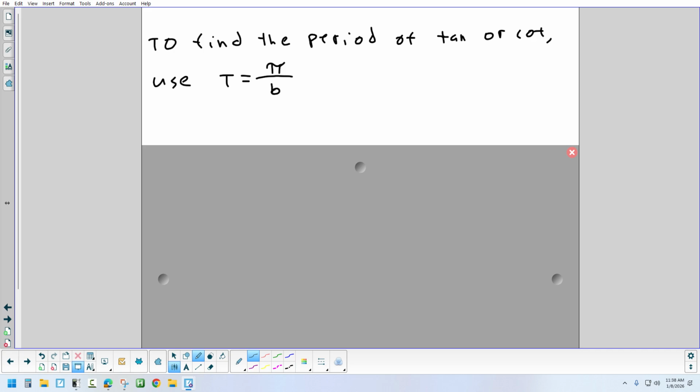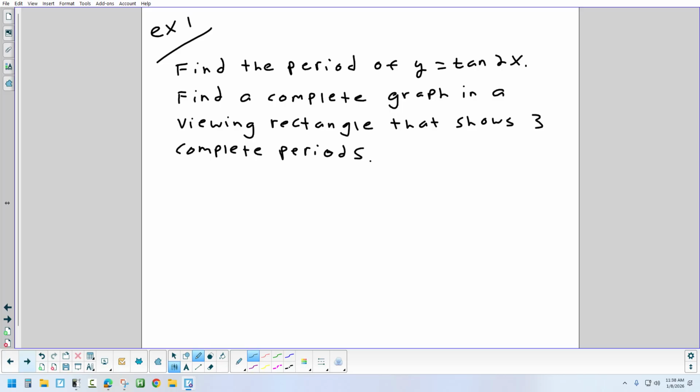Okay, let's look at this one. It says find the period of tangent 2x. Okay. First, can somebody tell me what's the formula to find the period of tangent or cotangent? Same formula. Pi over b. Pi over b. And in our case, what is b? 2. So the period is pi over 2. So that's the first part.